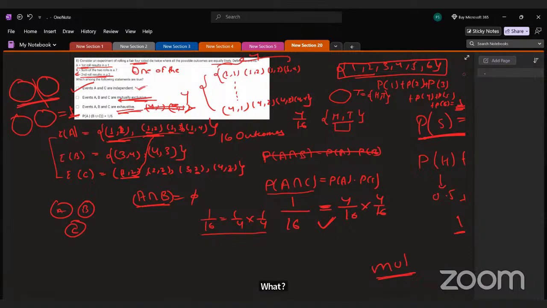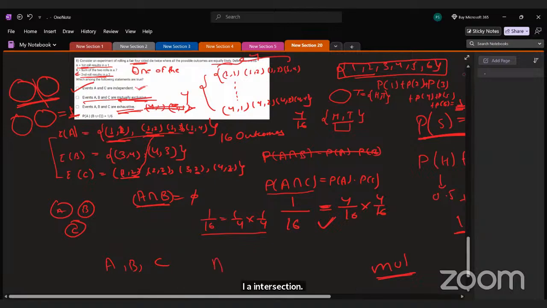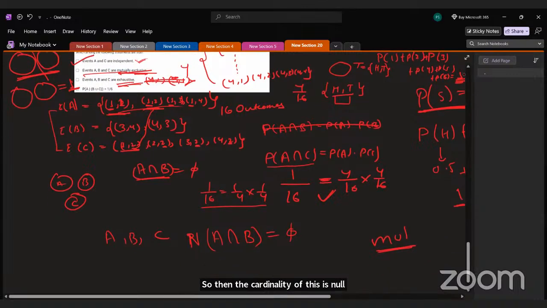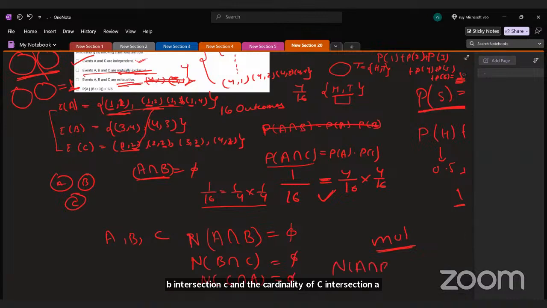Okay, so what they are saying: events A, B, and C are mutually exclusive. To satisfy this condition, we have to check that the cardinality of A intersection B is null. We have to prove this. If the cardinality of B intersection C and the cardinality of C intersection A are null, then the cardinality of A intersection B intersection C is also null.